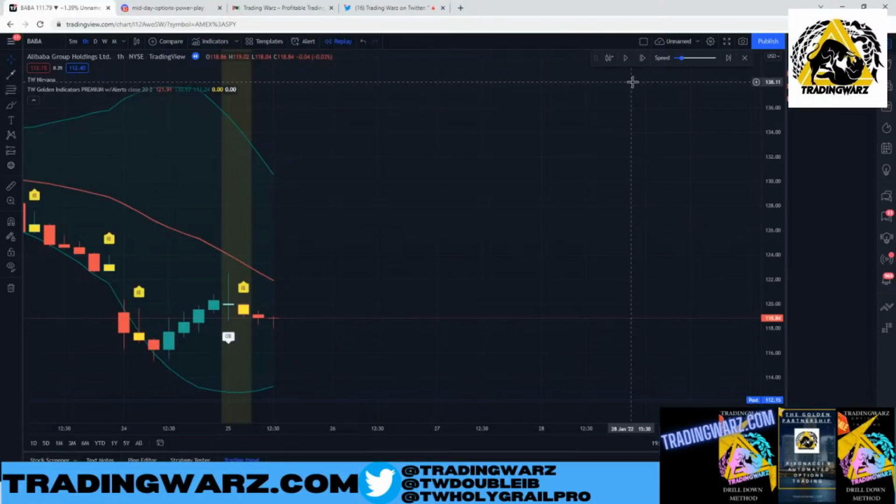But for this one specifically, I swinged it. I swinged it only because Baba is a type of stock, and this goes back to what I say about understanding the stock. Baba is a type of stock that gaps down all the time. It gaps. It just gets crushed, right? So now because I traded Baba for a long time, I understand.